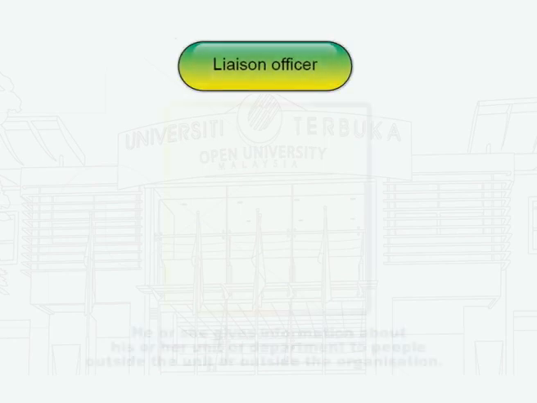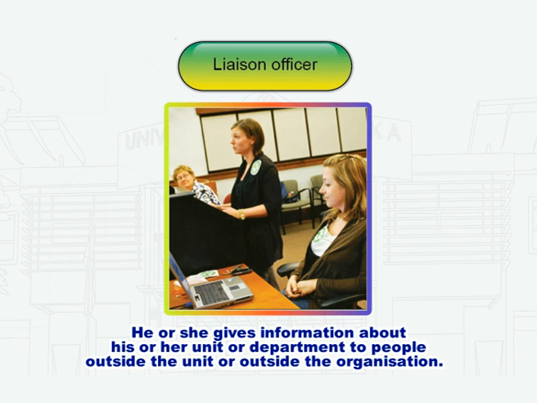The third role of a manager is that of a liaison officer. In this role, he or she gives information about his or her unit or department to people outside the unit or outside the organization. This can be in the form of verbal reports or even a press conference.